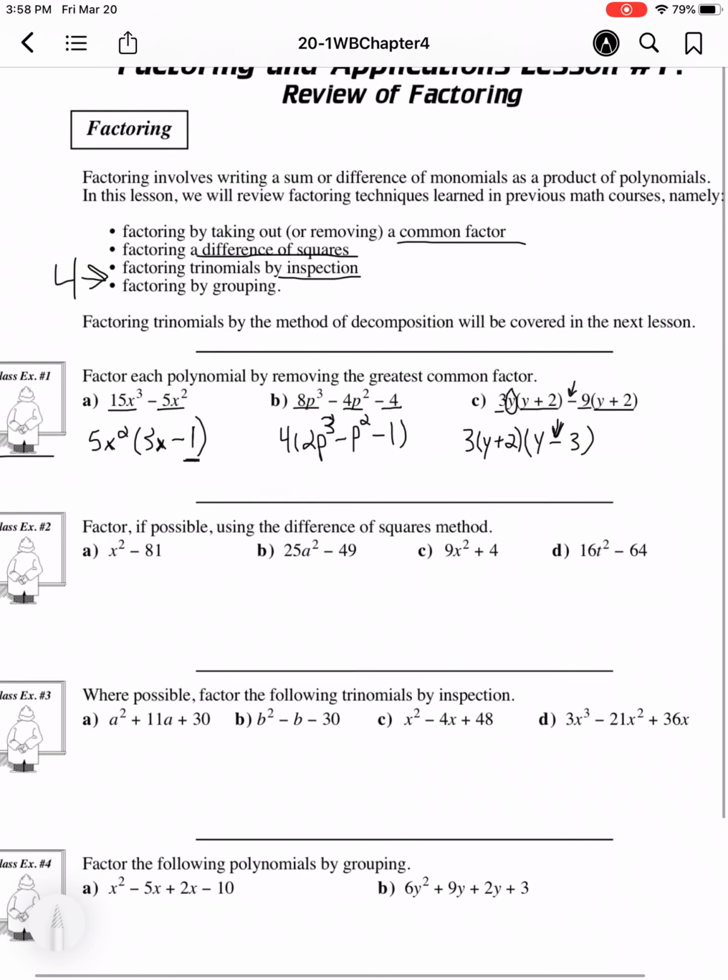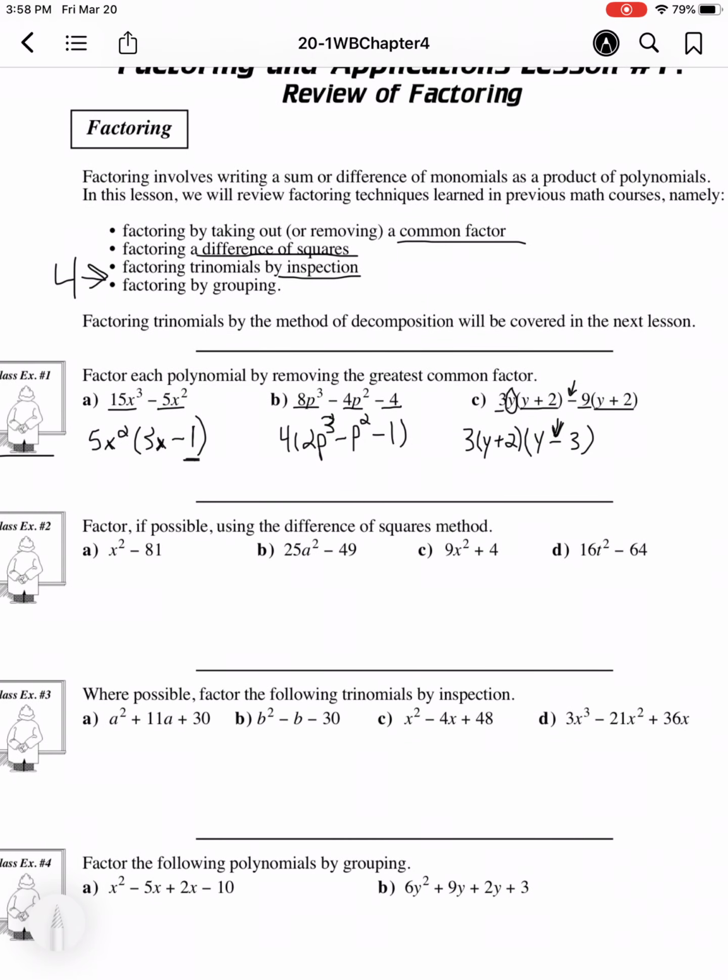Every so often I'm going to have to zoom out because I can't write that small. When I do zoom out, this might be a good time for you guys to pause the video and write all these notes out as we go.